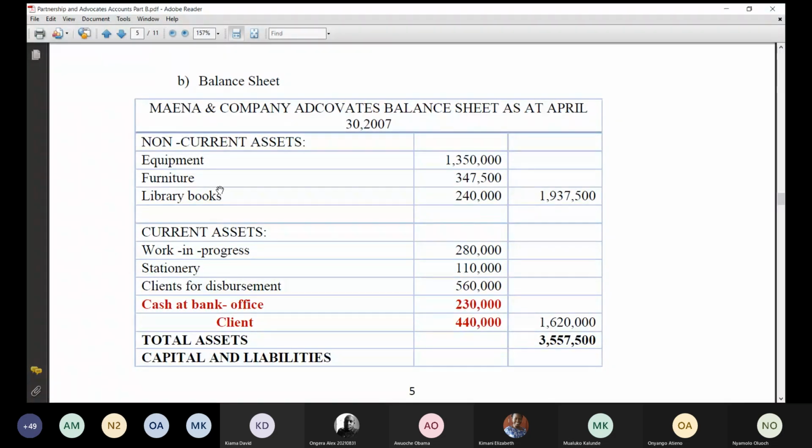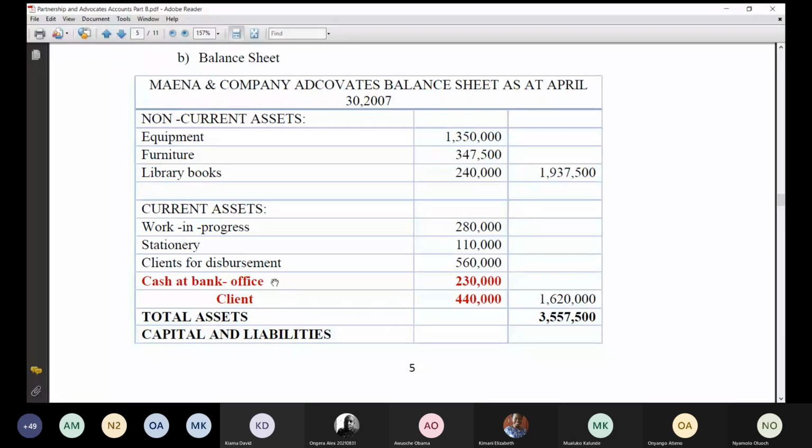Your balance sheet, you will bring your non-current assets. Equipment would be 1350. That is the value that you've been given in the balance sheet, less your depreciation for the year. That is very direct. You get your marks very quickly. The furniture, this is the net book value. What you have in the balance sheet, less the depreciation charge for this year. For the library books, again, what you're having in the balance sheet, less depreciation for this year. So your total non-current assets would be 1,937,500.